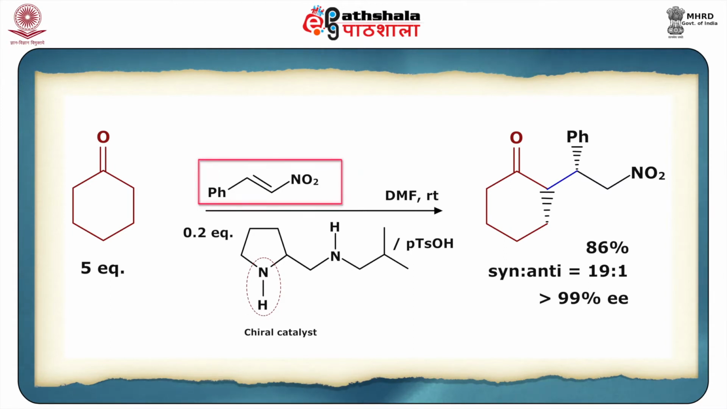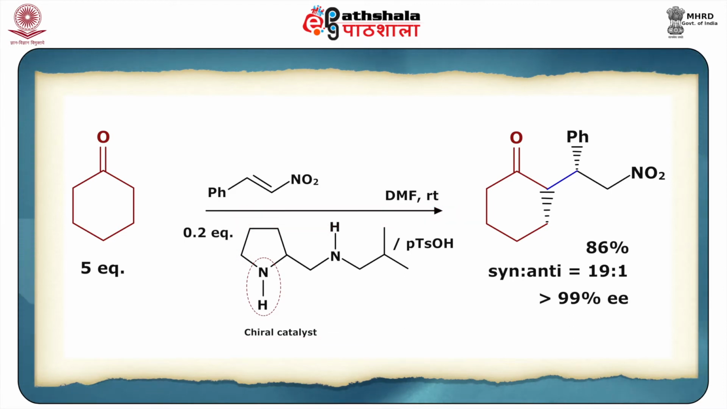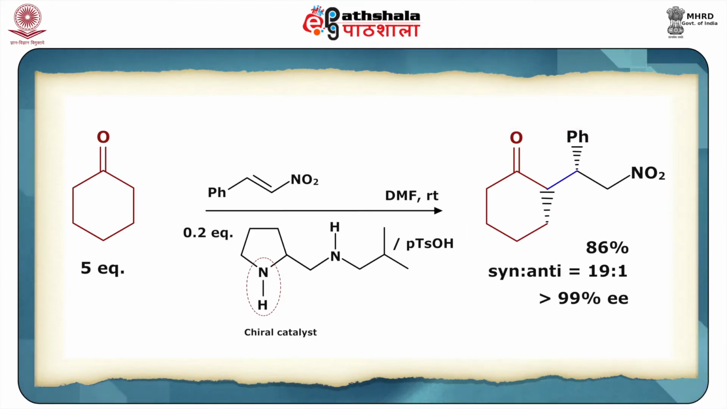You have the phenyl joined to the double bond, and on the other side you have the nitro. So, this doubly bonded system joined to phenyl and nitro acts as the Michael acceptor, and the cyclohexanone will act as the Michael donor. In the presence of DMF at room temperature, and when we take this chiral organocatalyst, we get this particular Michael addition product, which is 86% in yield. The ratio of syn:anti is 19:1, and we get almost 99% or higher enantiomeric excess for this chiral product.